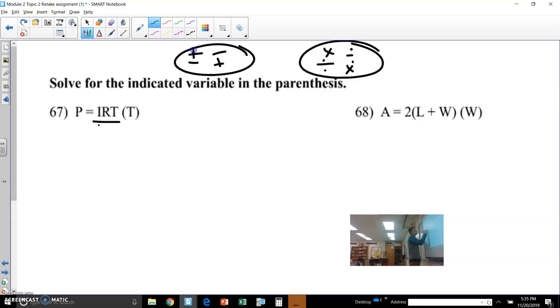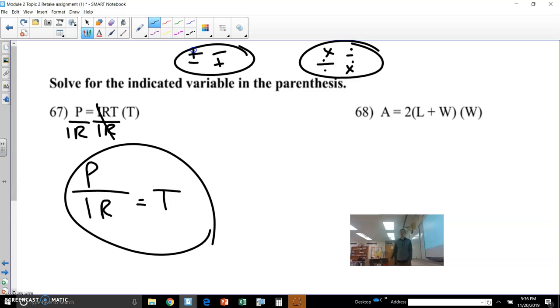So I'm going to start by dividing the ones that I'm trying to move. I want to move I and R, trying to leave T alone. And when I do that, I and R come to the other side. So P divided by I divided by R, that has now been solved for the value of T. Now, that can be confusing. A lot of students like, whoa, I don't understand what that just meant. So I'll just do an example.